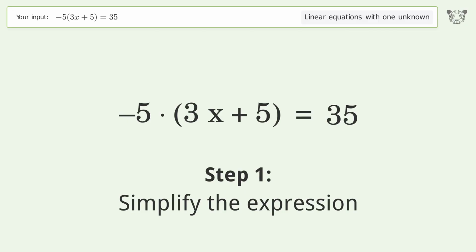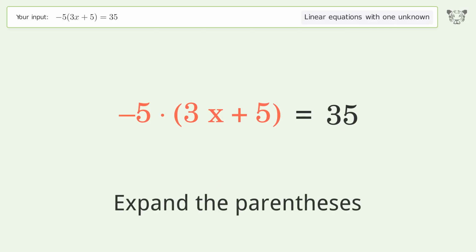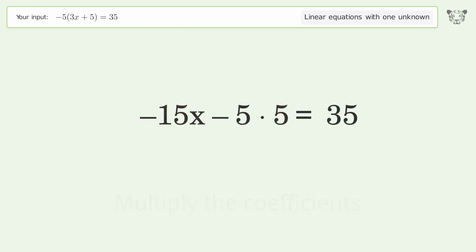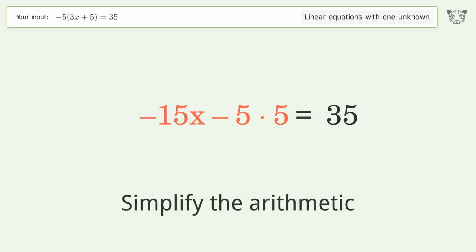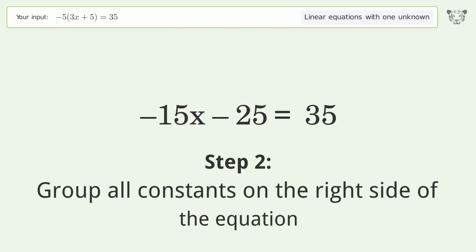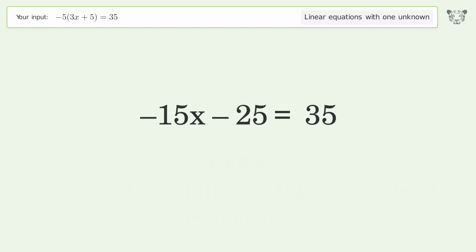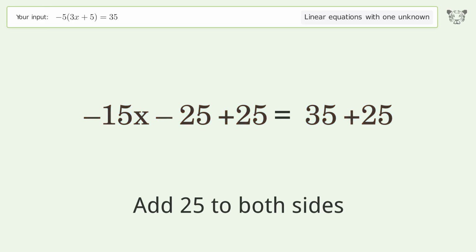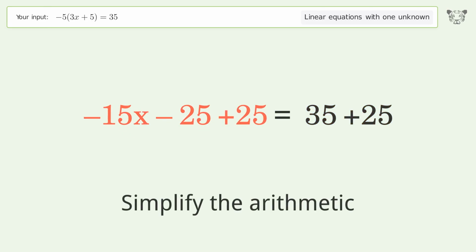Simplify the expression. Expand the parentheses. Multiply the coefficients. Simplify the arithmetic. Group all constants on the right side of the equation. Add 25 to both sides. Simplify the arithmetic.